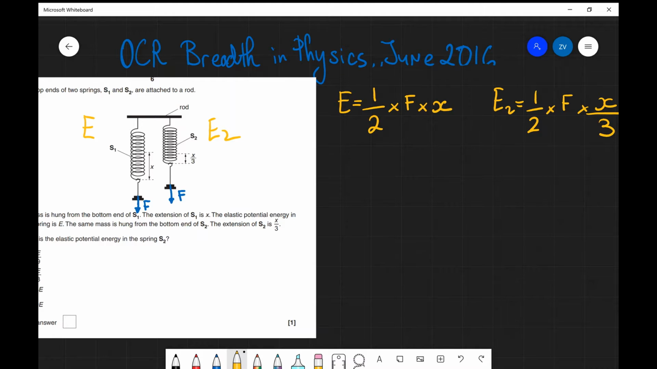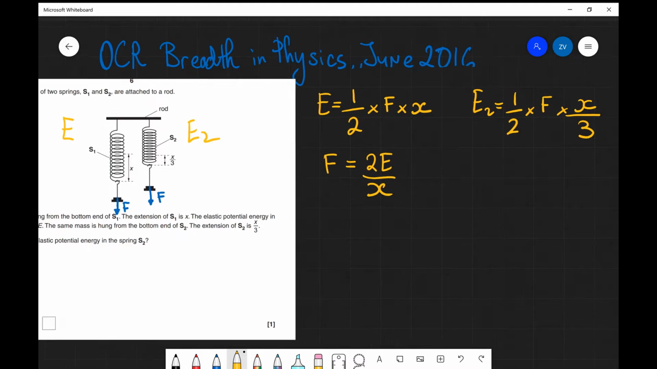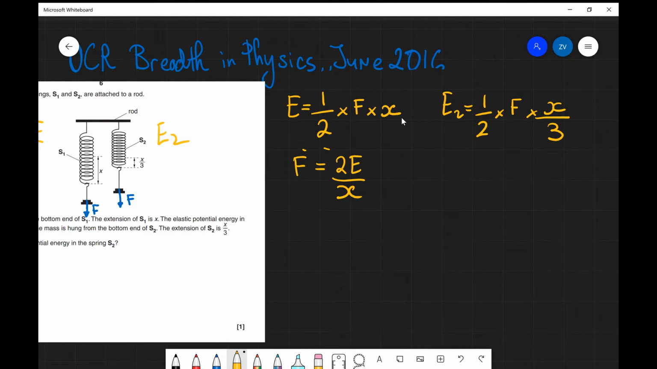So what I'm going to do is look at the first equation. I'm just going to say that the force, just rearranging for the force, is going to equal 2E over X, like so. And what I'm going to do then is take that expression and plug it into this equation over here.